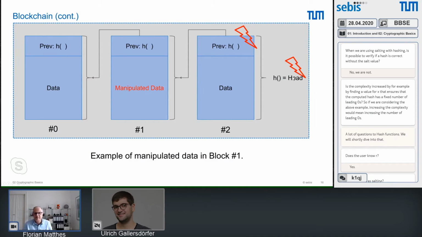So it's again the same idea. I once checked the blockchain, and now somebody else comes with a new blockchain which has a different hash value. Then I would say, sorry, this is not the blockchain I've seen before. You did something wrong, and I don't trust you. Okay?